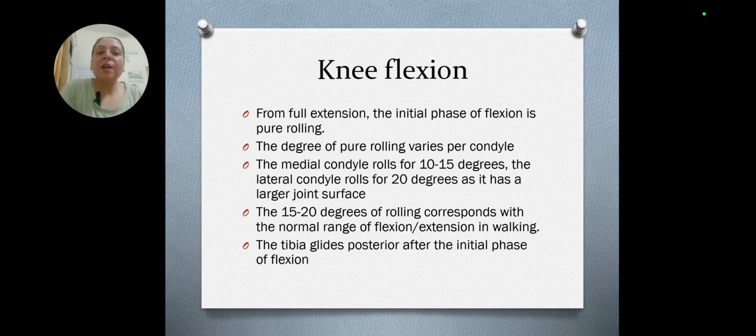Let's go through the slide. In full extension, the initial phase of flexion is pure rolling. The degree of pure rolling varies with each condyle. The medial condyle rolling is 10 to 15 degrees and the lateral condyle rolling is 20 degrees. This 15 to 20 degree rolling corresponds to the normal flexion-extension range. So the tibia rolls posteriorly and glides posteriorly, because the concave surface is moving on a convex surface. That means rolling and gliding take place in the same direction as the bone is moving, or the arthrokinematics is in the same direction as the osteokinematics.